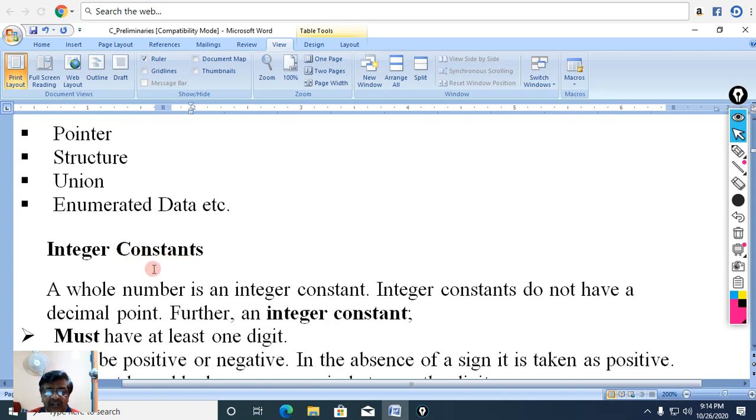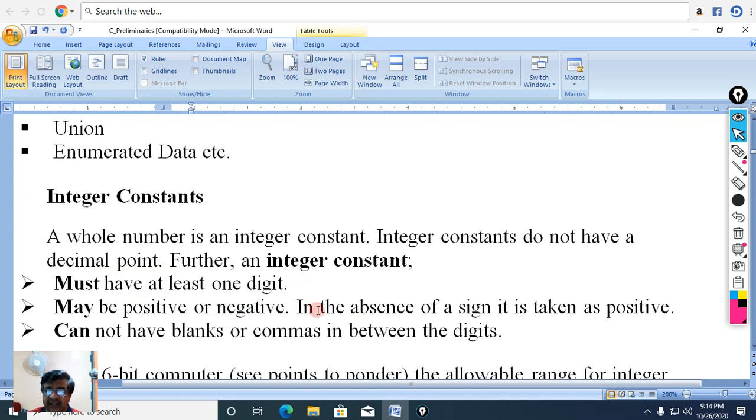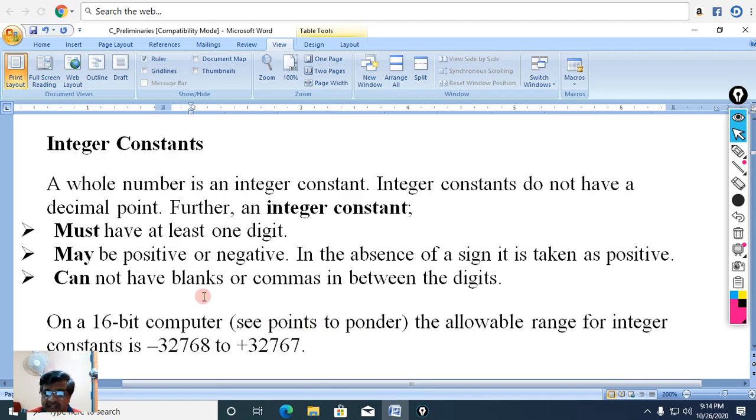Okay, integer constants. A whole number is called an integer. Integer constants do not have a decimal point. Further, an integer constant must have at least one digit, and may be positive or negative. In the absence of sign, it is taken as positive. It cannot have blanks or commas in between the digits. On a 16-bit computer, the available range of integer constants is minus 32,768 to plus 32,767.